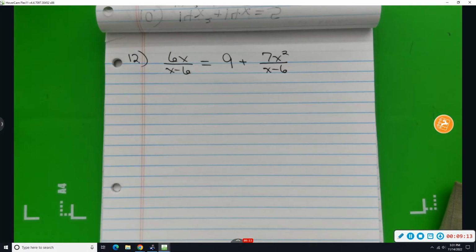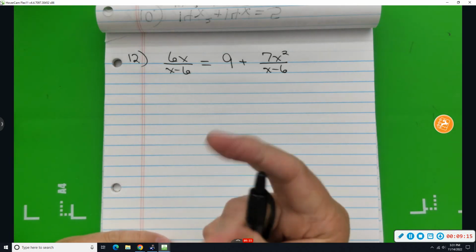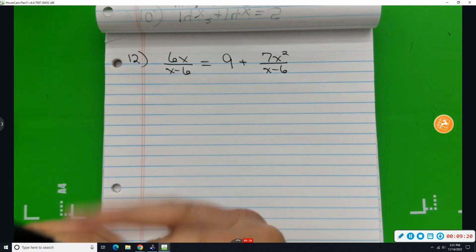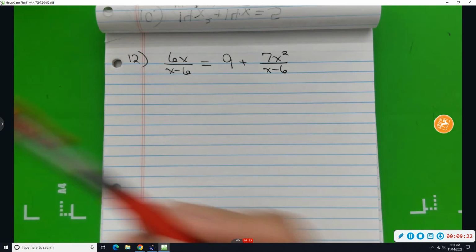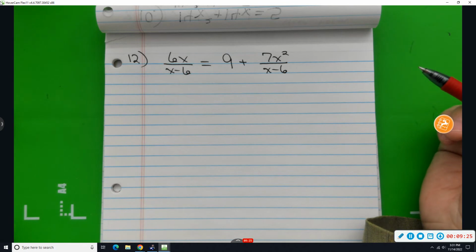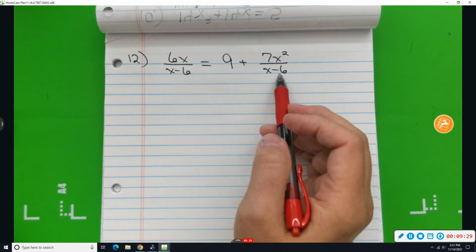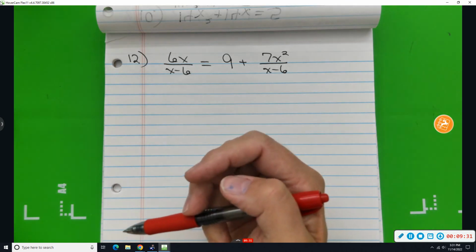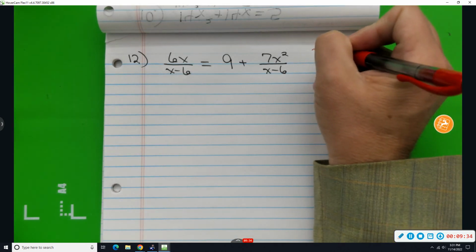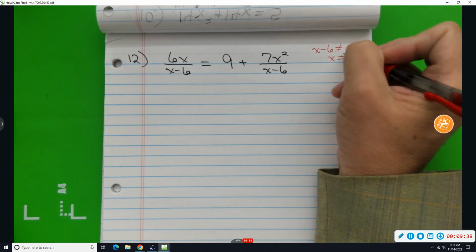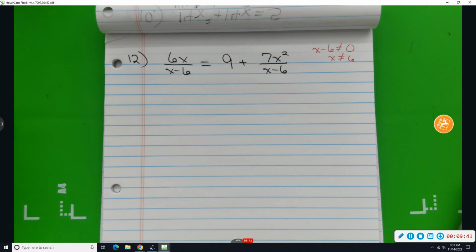So, when I look at this equation, I see two fractions. They both have the same denominator. What number would be unacceptable? Just for the record, what number would give us undefined results? For the fraction, you don't want the denominator to be what? 0. You don't want that denominator to be 0, so x had better not equal 6. If we get anything else, that's fine. But if we get 6, we're going to have to discard it.